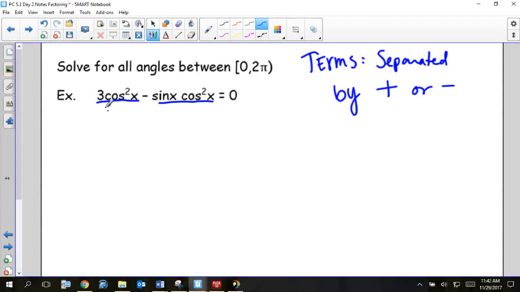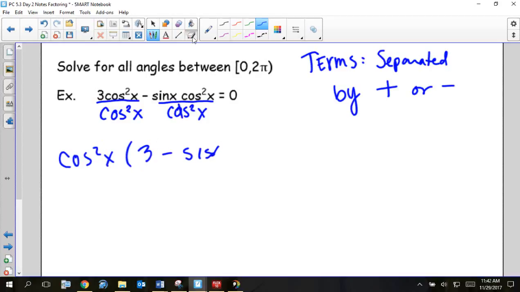Cosine squared x. So what I'm going to do is I'm going to factor that out. I'm not dividing it from both sides of the equation. I'm factoring it out. I'm undistributing that. That has an x in it, and I'm going to need that to help me solve this equation. So I can't just divide it out. So we factor out our cosine squared x, and we are left with 3 minus sine x. We cannot factor 3 minus sine x any further, so we have it factored.